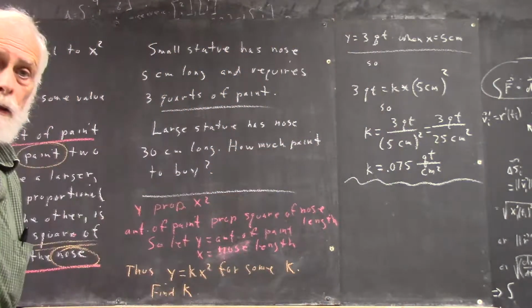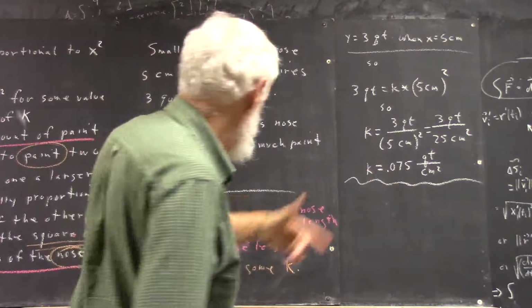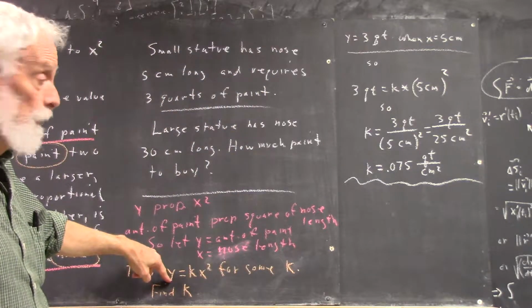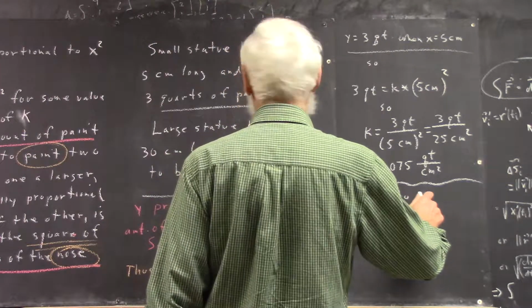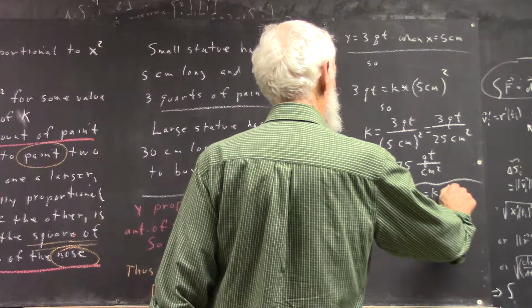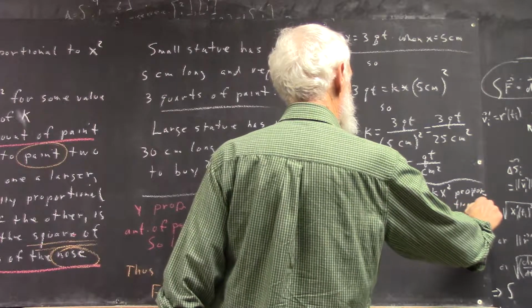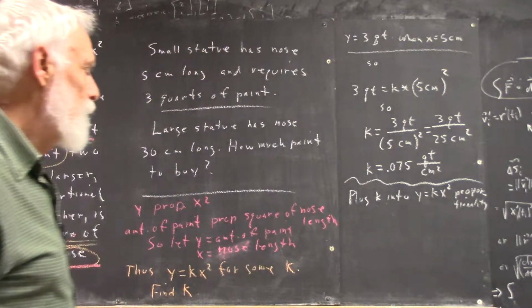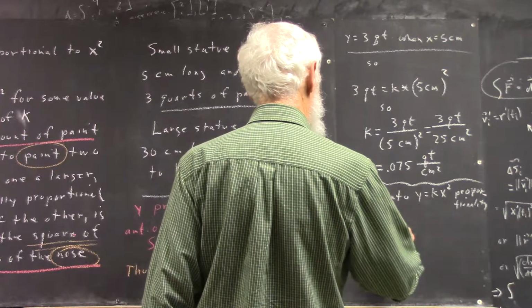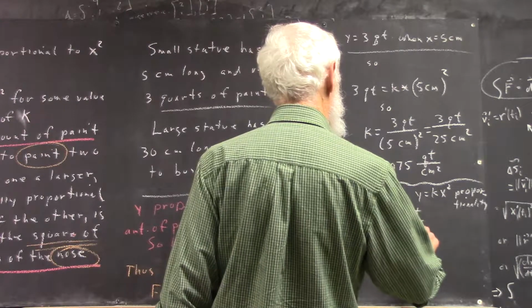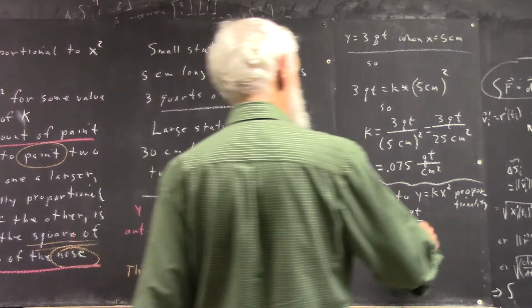Well, what are we going to do with that? How are we going to answer this question? Plug it in for K. Yeah, we put K into the equation here, right? So we plug K into the Y equals K X squared proportionality. And we get this. Okay? Times X squared.